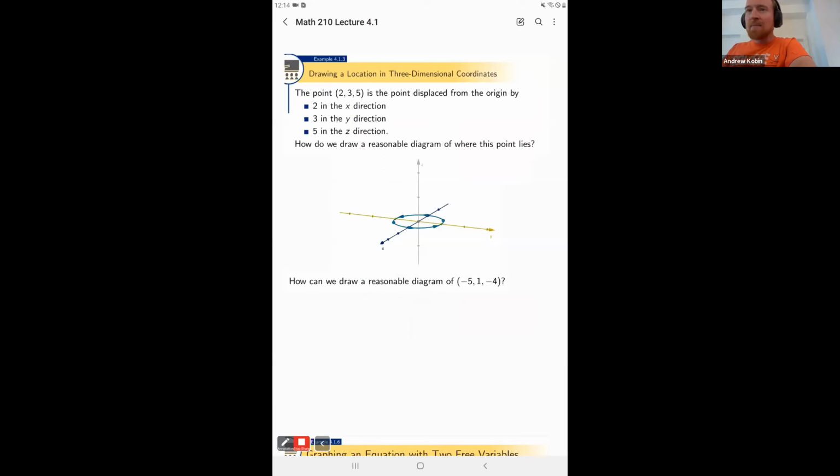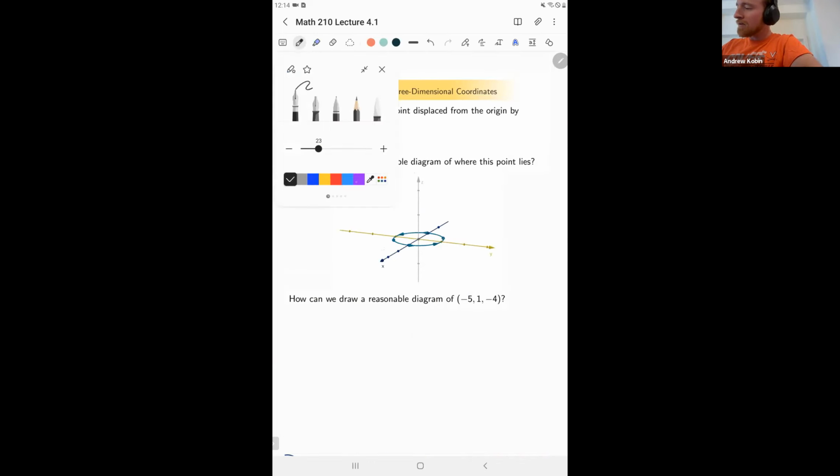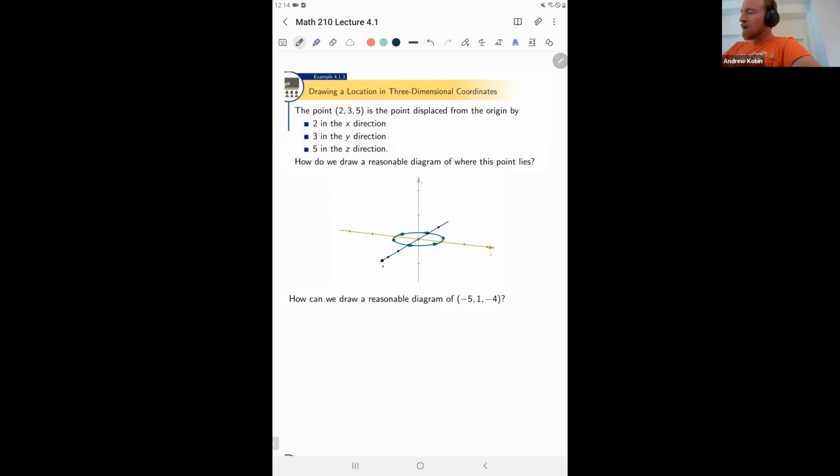I just copy pasted this graph here since it was a really nice visual depiction. You can see the right-hand rule is still shown there. So how are we going to draw in 3 dimensions the point 2, 3, 5? Well, I'm going to start at the origin. Here we are at 0, 0, 0. And 2, 3, 5 tells me a recipe for how to find the address of this point. So I'm going to move 2 units in the x direction.